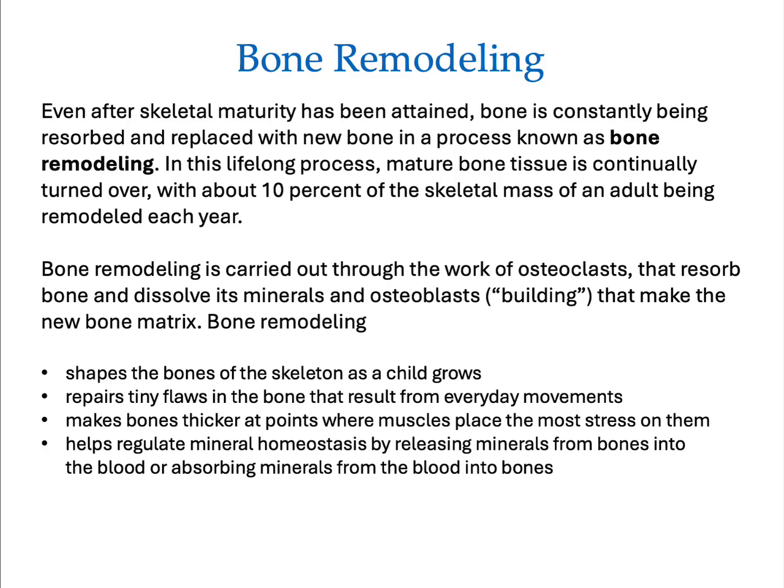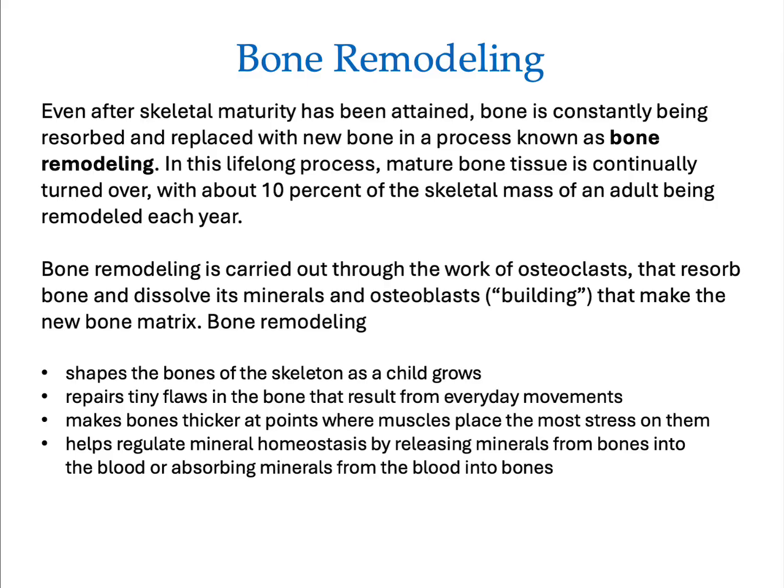Bone remodeling. Even after skeletal maturity has been attained, bone is constantly being resorbed and replaced with new bone in a process known as bone remodeling. In this lifelong process, mature bone tissue is continually turned over, with about 10% of the skeletal mass of an adult being remodeled each year. Bone remodeling is carried out through the work of osteoclasts that resorb bone and dissolve its minerals, and osteoblasts, remember B is for building, that make the bone matrix.